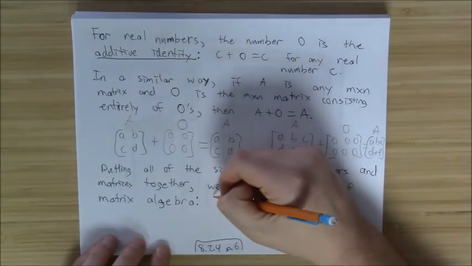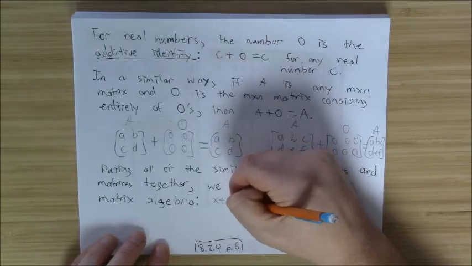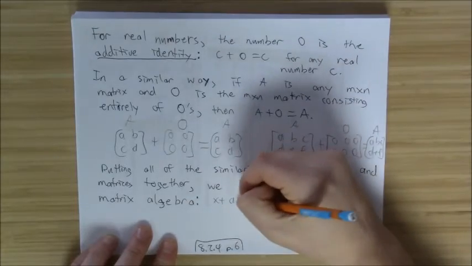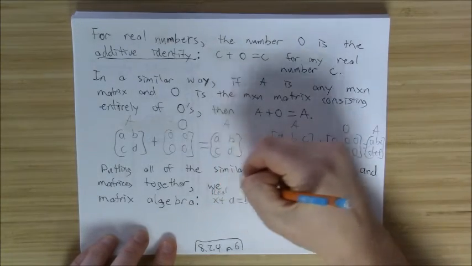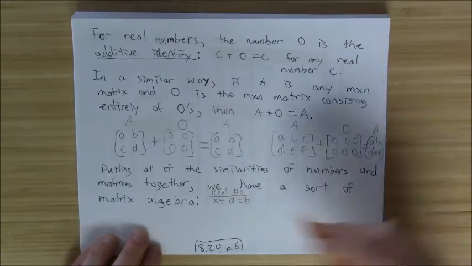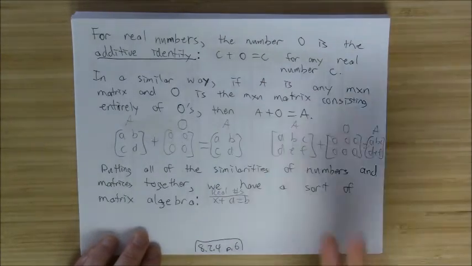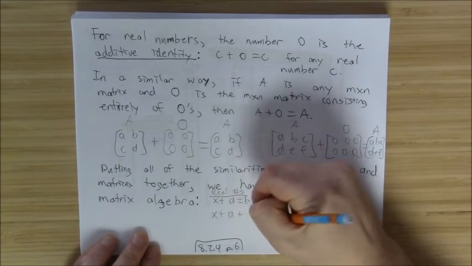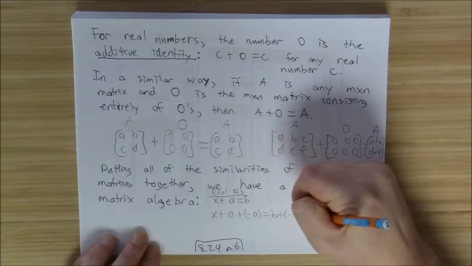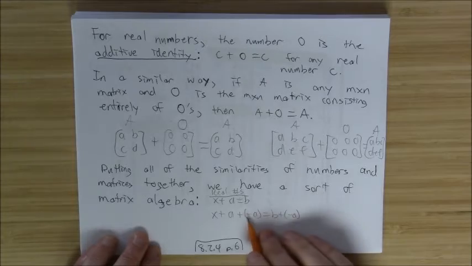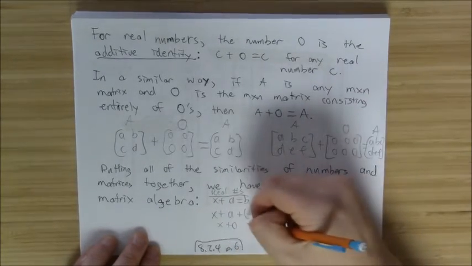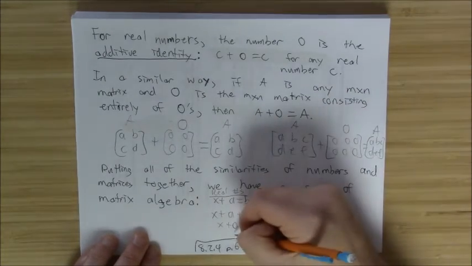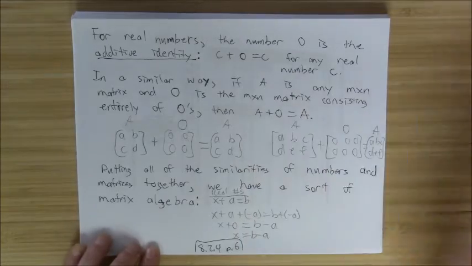For instance, for real numbers, if we wanted to solve x plus a equals b, we would add the inverse of a to both sides. So the negative, right? x plus negative a equals b plus negative a. But what we see now is those will just give us 0. So we get x plus 0 equals b minus a. That's the definition of subtraction. And so we have x equals b minus a.